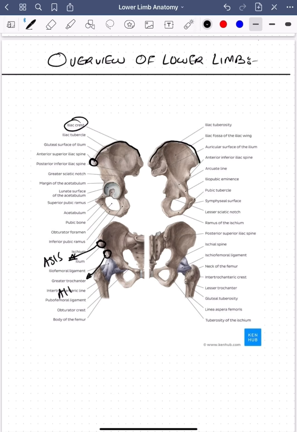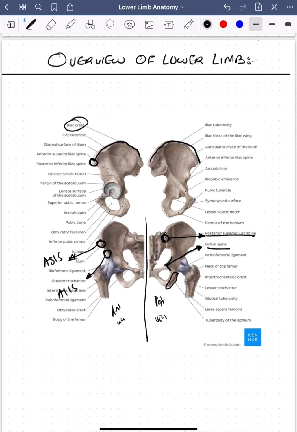Similarly, in the posterior view, I forgot to mention, this is the anterior view and this is the posterior view. In the posterior view, we have similarly the posterior superior iliac spine. Okay. Next, this here is the ischium. Okay. So this structure here is the ischial spine, and you see this roughened portion here, that is the ischial tuberosity.